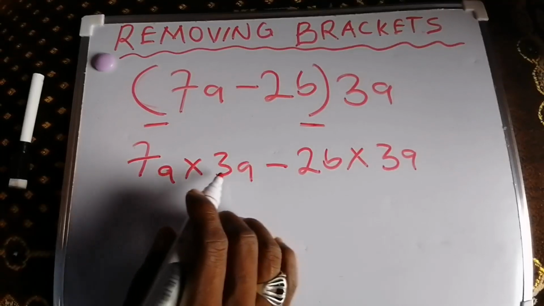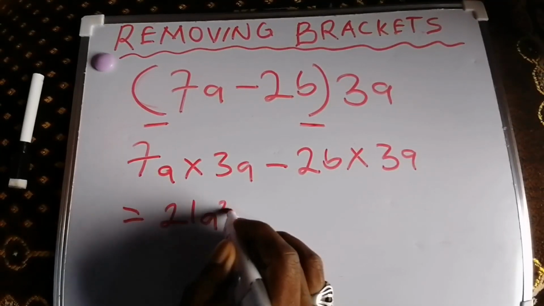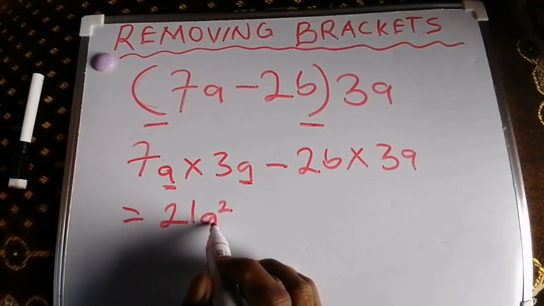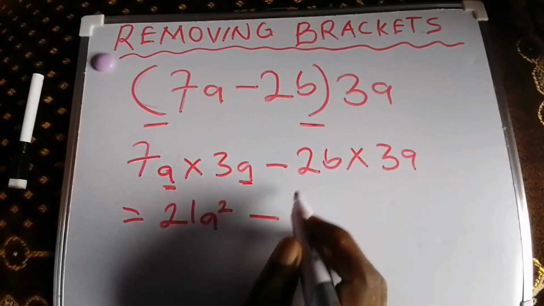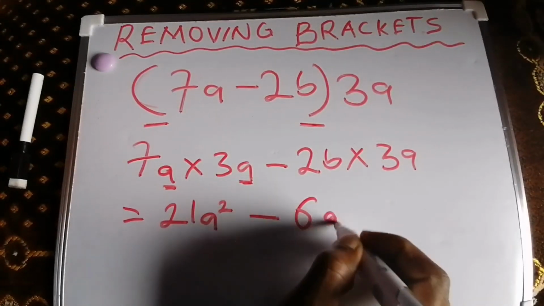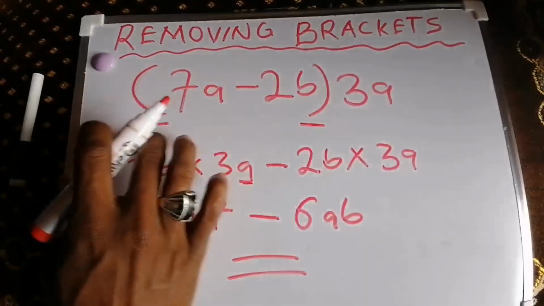So 7a times 3a equals to 21a square. Since here is a times a, our a should be a square. Minus 2b times 3a equals to 6ab. That is our final answer. So we have removed these two brackets.